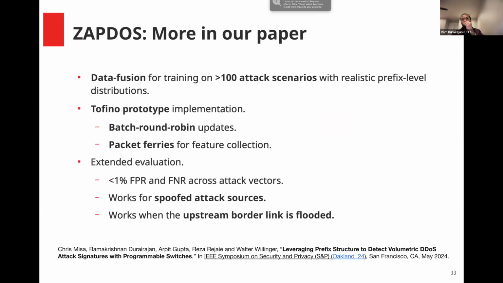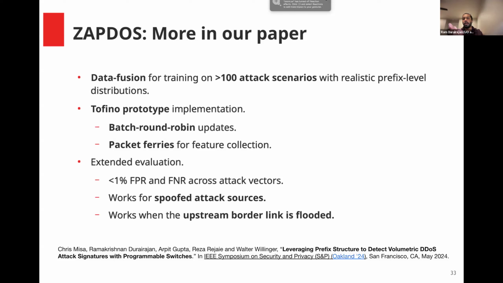And this is not just about simulations. We actually implemented this with a real Tofino prototype, deployed this at the border of UFO campus, where there is a lot of wildfire workflows coming in, as well as all the earthquake shake alert stuff coming in. And we showed that we can do a whole bunch of implementation optimizations. One of them is packet ferries, which is a new technique that we have introduced to collect the telemetry quickly to come up with attack signatures on the fly. And then we have evaluated this for over 100 attack sources.